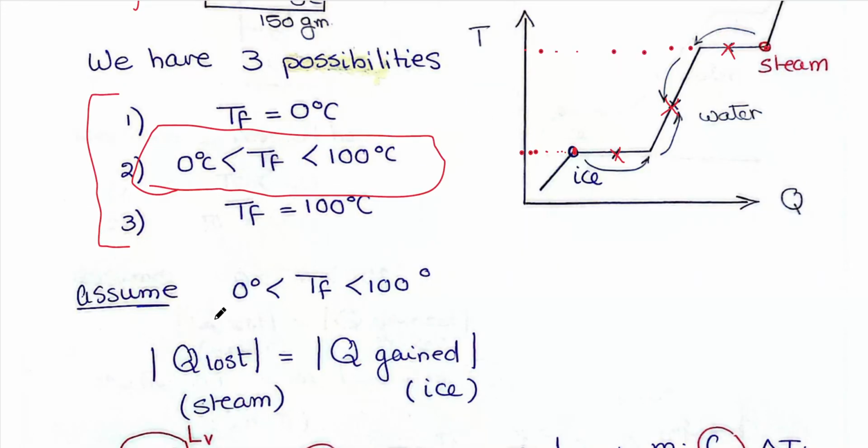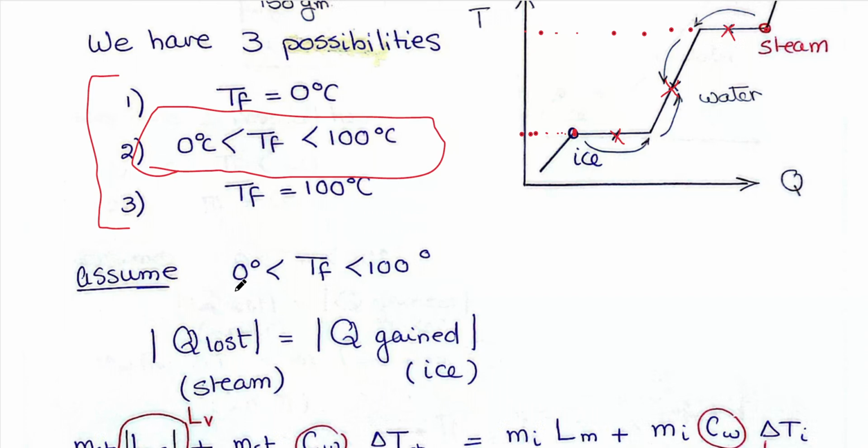Assume that the T final is between 0 and 100, which means that steam will lose energy till reaching this T final, and ice will gain energy till reaching the same T final. For steam to reach this T final, it will make two steps. First, it will be converted into water at 100 degrees. Then it will be converted into water at less than 100 degrees.